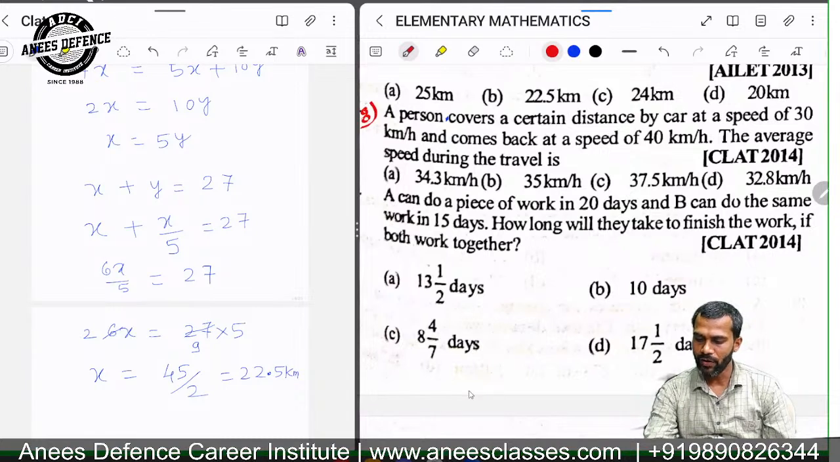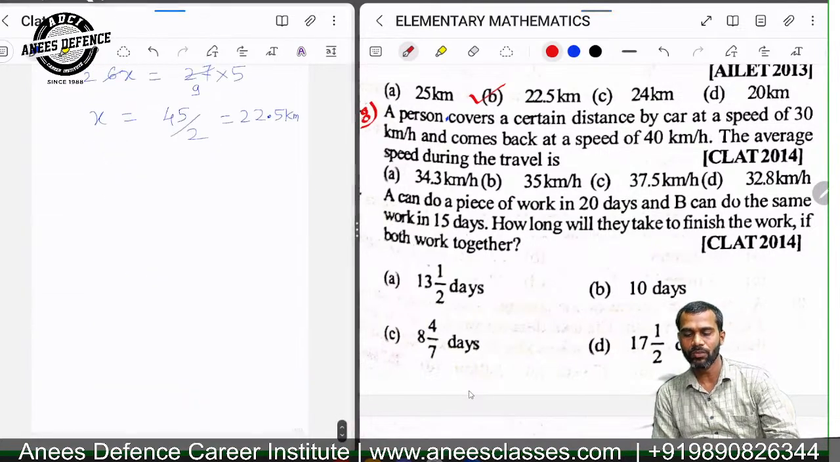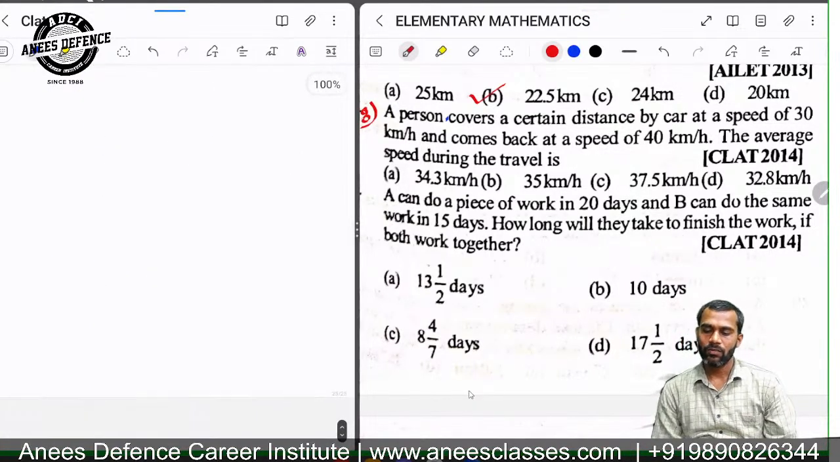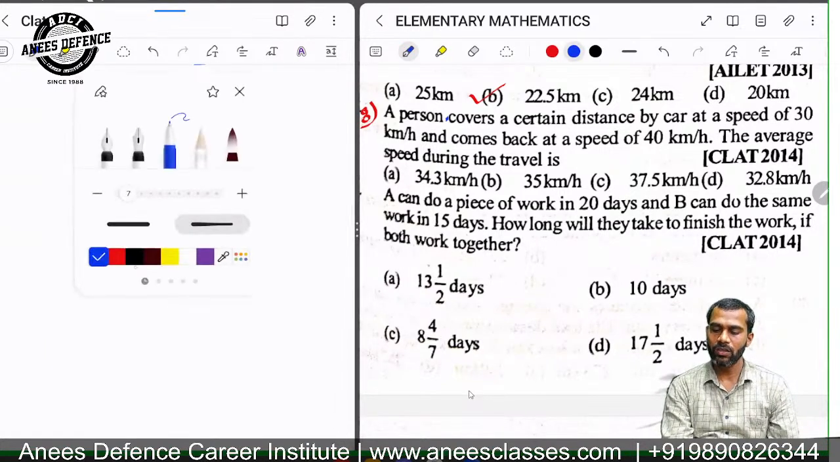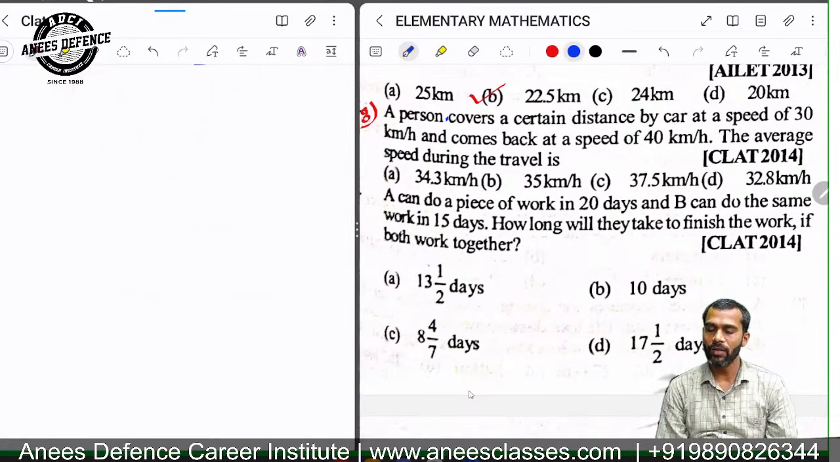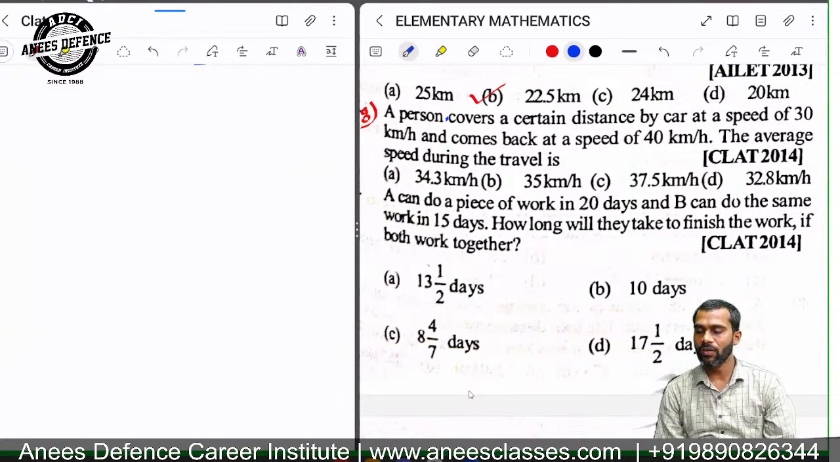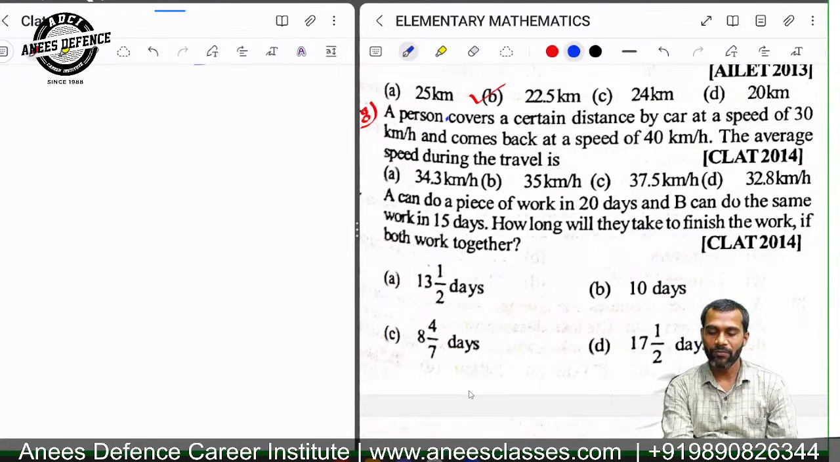So 22.5 is the right answer. Please try to solve question number 8. These questions don't look like elementary maths. Yes or no? Yes. I mean, it looks like these questions are from reasoning only. So tell me, question number 8.